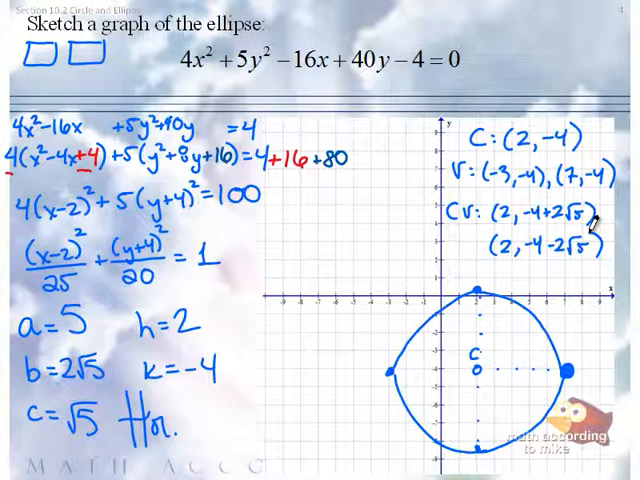How about your foci? We're going left and right radical 5 units, so 2 point something. Foci will be 2 plus radical 5, comma -4, and 2 minus radical 5, comma -4.